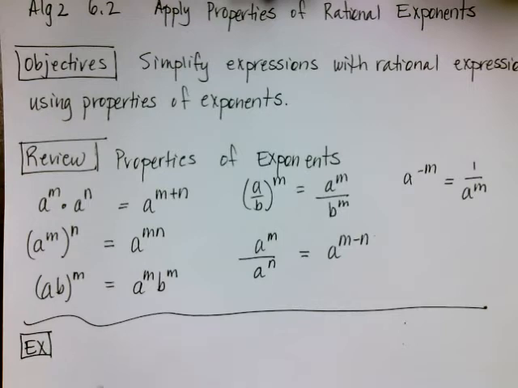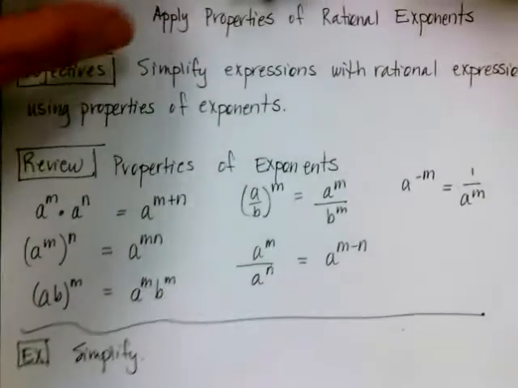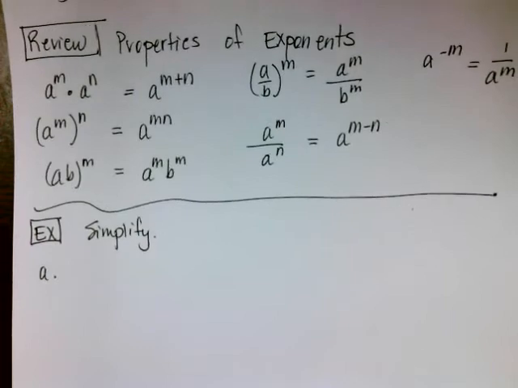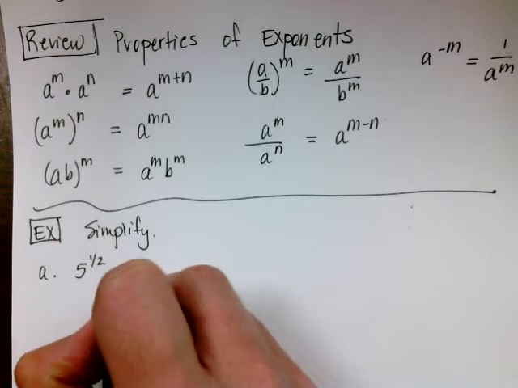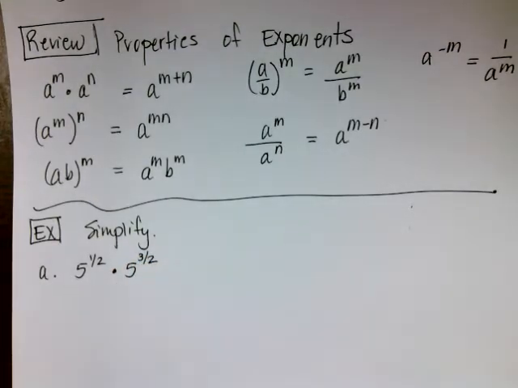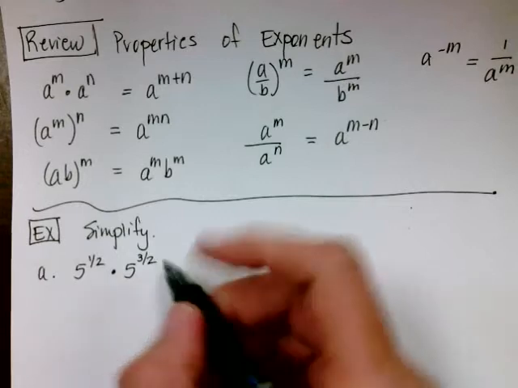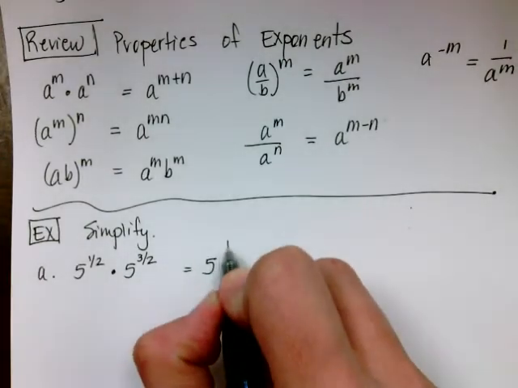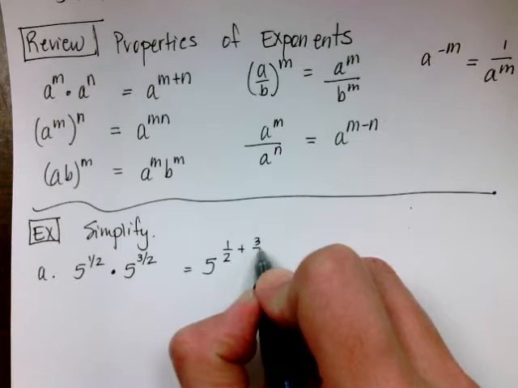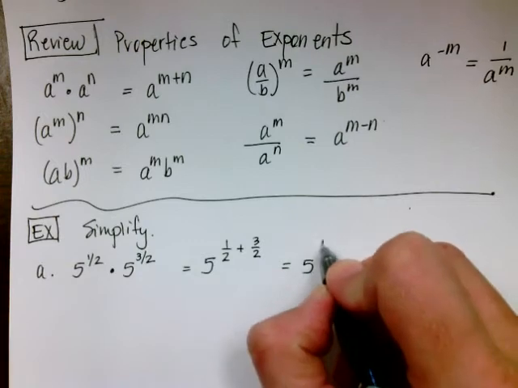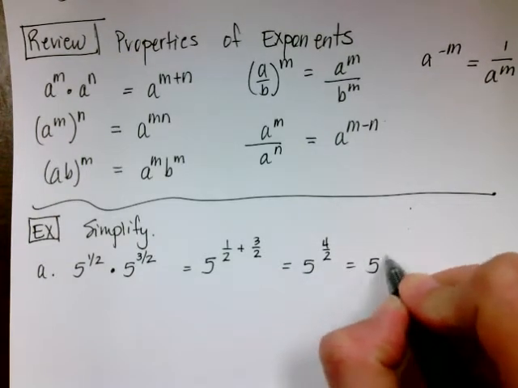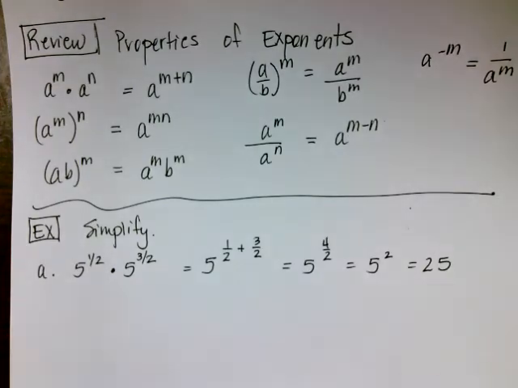I'm going to say simplify, kind of as our generic directions, and here's our first problem. I'm going to have 5 to the 1/2 power multiplied by 5 to the 3/2 power. If the bases are the same, I add the exponents at the top, so this is going to be 5 to the 1/2 plus 3/2. 3/2 plus 1/2 is going to be 5 to the 4/2, which is 5 to the second, which is 25.